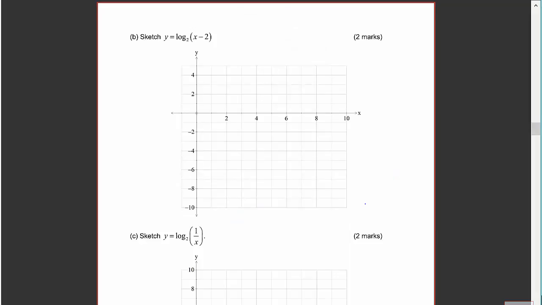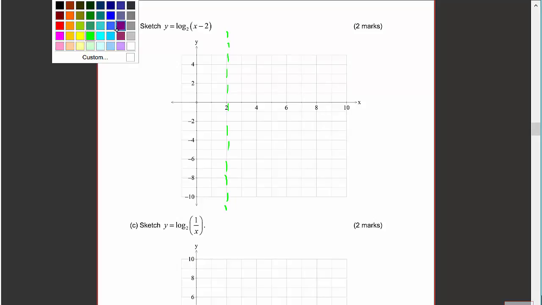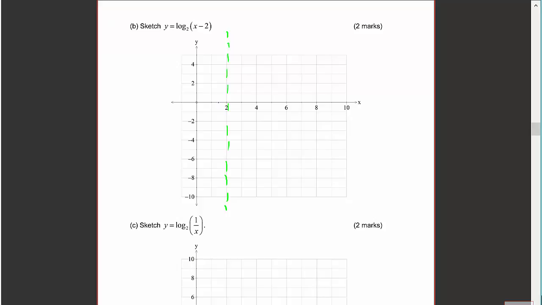So if we move to the next one, log of x minus 2, that moves it 2 to the right. That means the asymptote moves 2 to the right. So I would put on the new asymptote. Then I would think about those key points. So this one here, the 1, 0 would have moved to 3, 0.